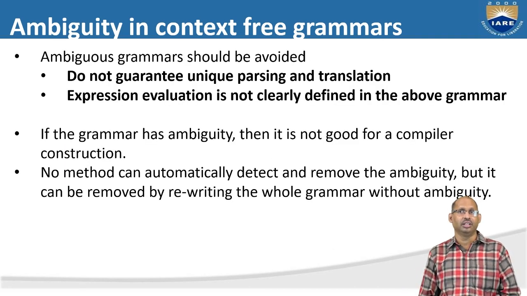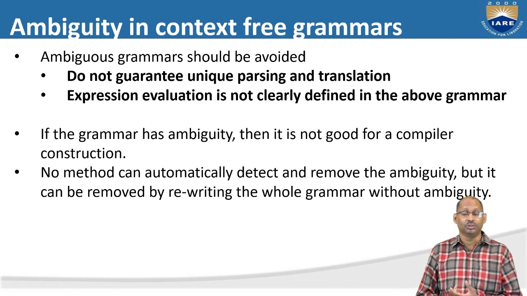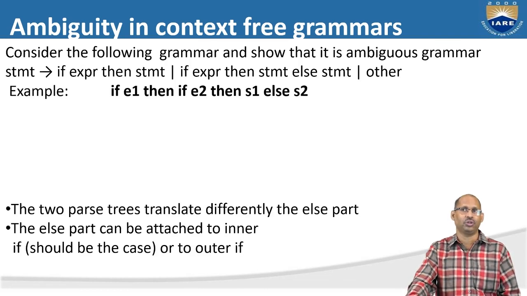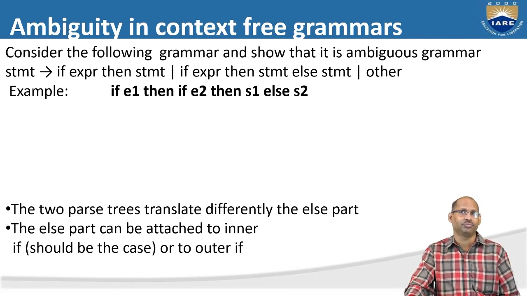So if we have the ambiguity, it is unable to generate the correct parse trees. It will generate different parse trees at different times. So we cannot construct a good compiler. That's why we want to eliminate the ambiguity in the grammar. We can rewrite the complete grammar to eliminate the ambiguity. This is one more example.